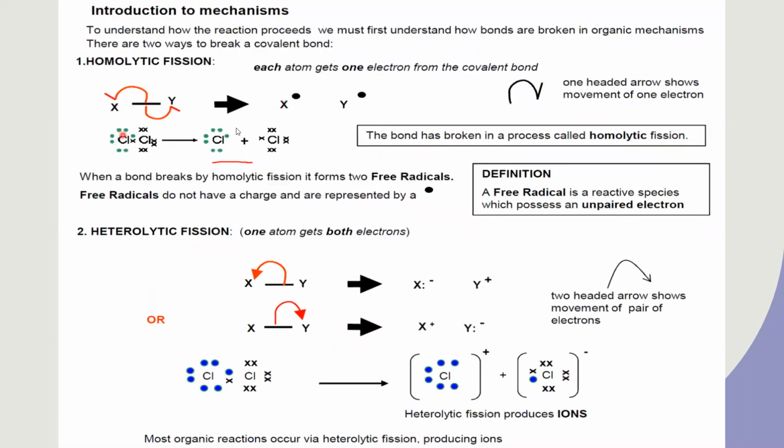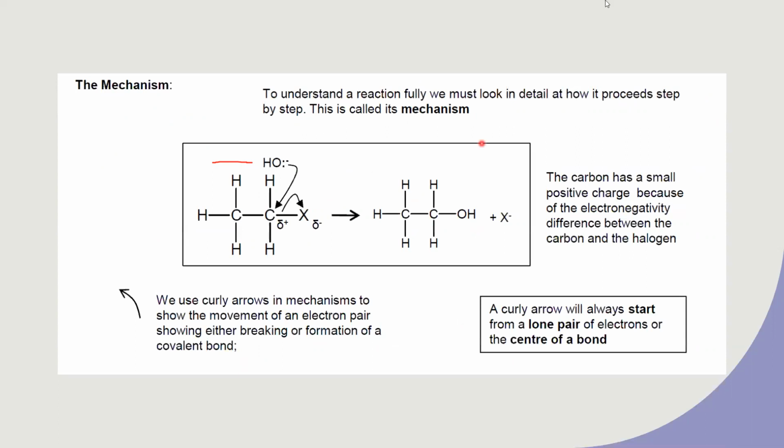The bond breaking can be homolytic or heterolytic. Homolytic means it produces free radicals, and heterolytic means it will produce ions. A mechanism is how the reaction proceeds step by step, which helps us understand the reaction fully. We use curly arrows in the mechanism to show the movement of an electron pair, showing either breaking or formation of a covalent bond.